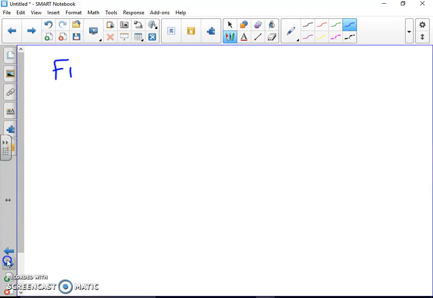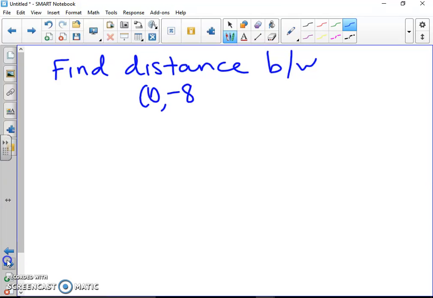So find the distance between (0, -8) and (3, -2). And the distance formula is not the same thing as the midpoint formula. Those are two separate things. So always be careful and read carefully to figure out what exactly you're solving for, because some people accidentally use the midpoint formula when they had distance questions, and that's not going to get you the right answer because distance is a single number, midpoint is a coordinate.